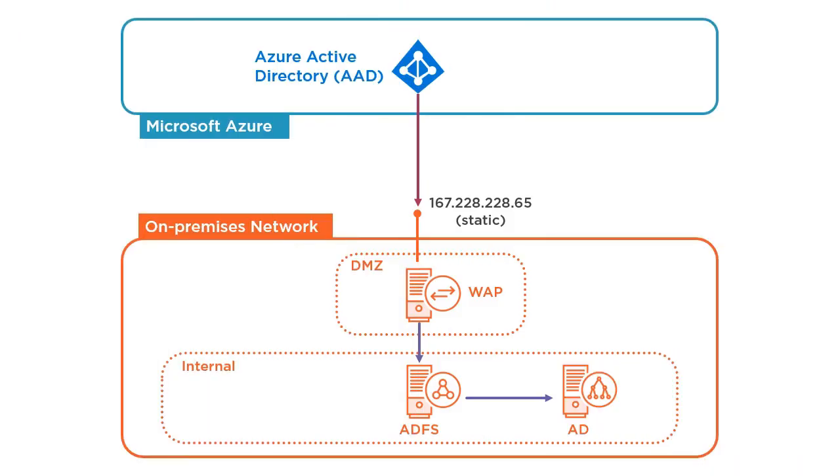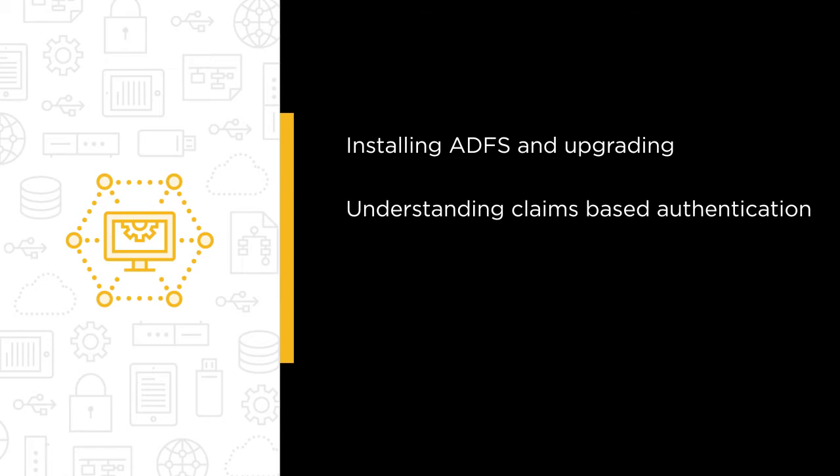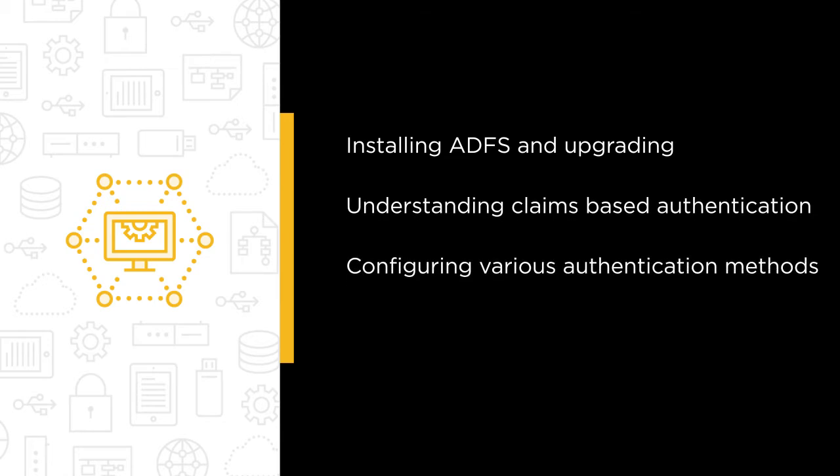And ADFS offers a variety of ways for users to authenticate. Some of the major topics that we'll cover include installing ADFS and upgrading from previous versions, understanding claims-based authentication and how it works in ADFS, configuring the various authentication methods ADFS supports, like Windows Integrated, Forms-based, and stronger authentication methods, like Azure MFA and Windows Hello for Business. And you'll learn how to federate your organization with another organization, as well as how to federate with Azure AD, so users have single sign-on to applications hosted in the cloud.